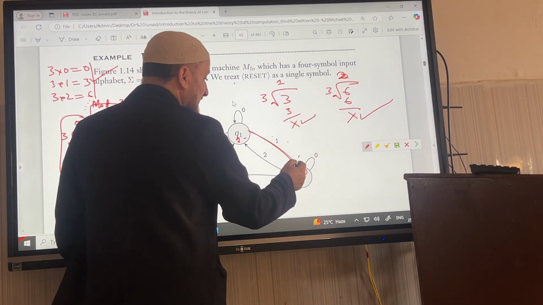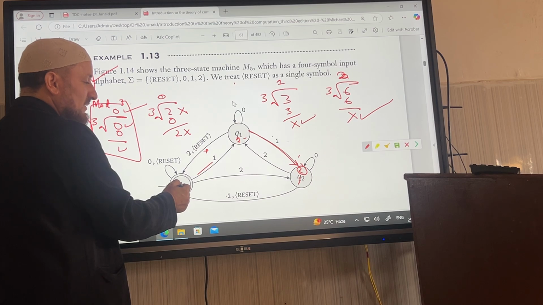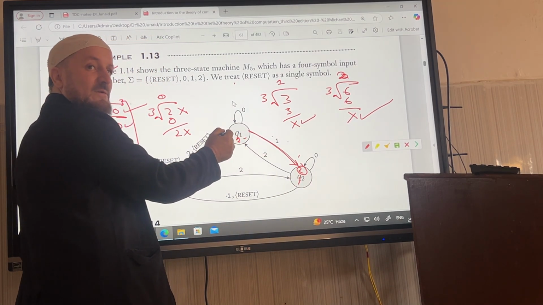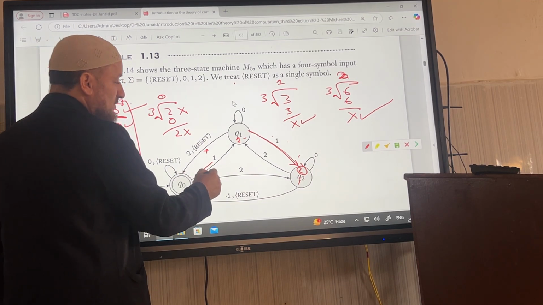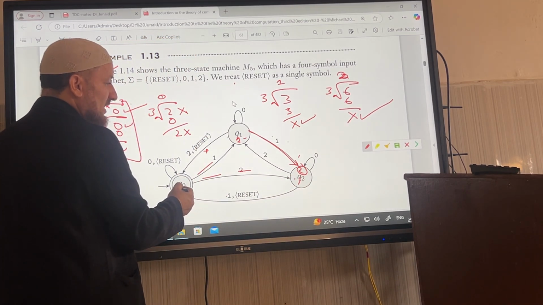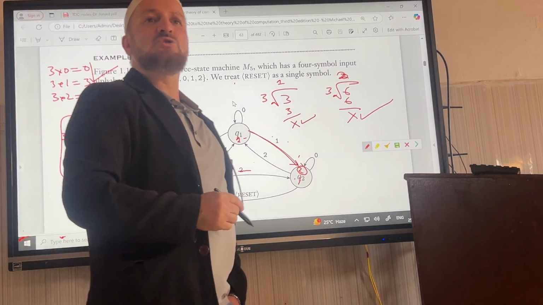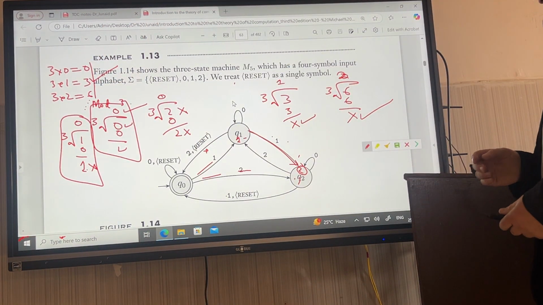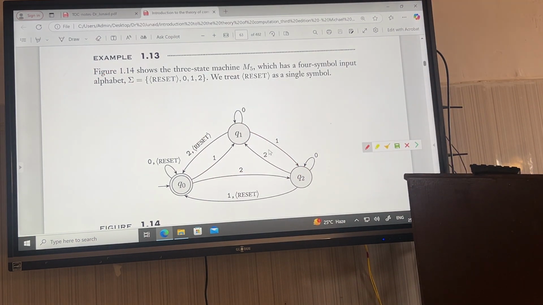Right? After that, if it is a 2, 2 plus 1 is? 3. Accept it. 2 plus 2 is? 4. Don't accept it. Right? Similarly here, it is 0. 0 plus 2 is? Don't accept it. 2 plus 1 is? Accept it. 2 plus 2 is? Don't accept it. So it's modulo 3. Does it make sense? So what will be the language of it? Multiples of 3.